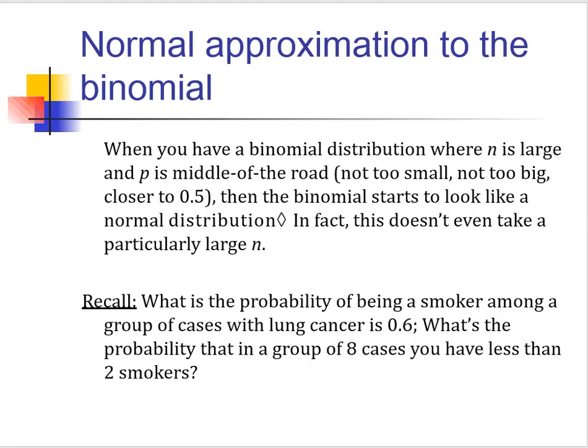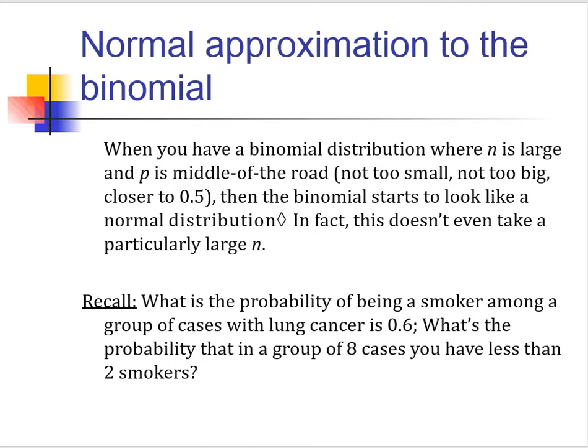Normal approximation to the binomial. When you have a binomial distribution where n is large and p is in the middle of the road, not too small, not too big, closer to 0.5, then the binomial starts to look like a normal distribution. In fact, this does not even take a particularly large n.